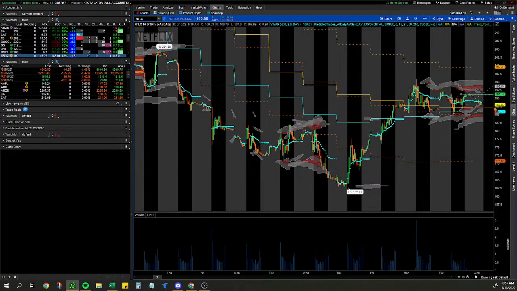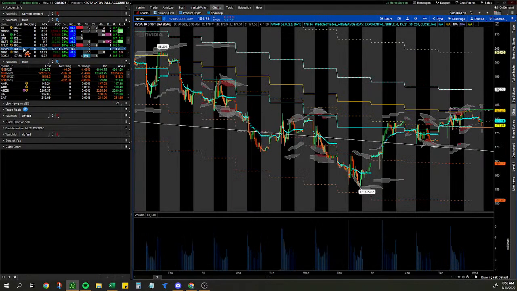Overall, very tight squeeze on Netflix. I wouldn't expect it to really break out today. Probably just chop around. I mean, these squeezes weren't even that tight and it still chopped around, so most likely not much going on today with Netflix. Please, prove me wrong, Netflix. Pop up out of that squeeze for no reason.